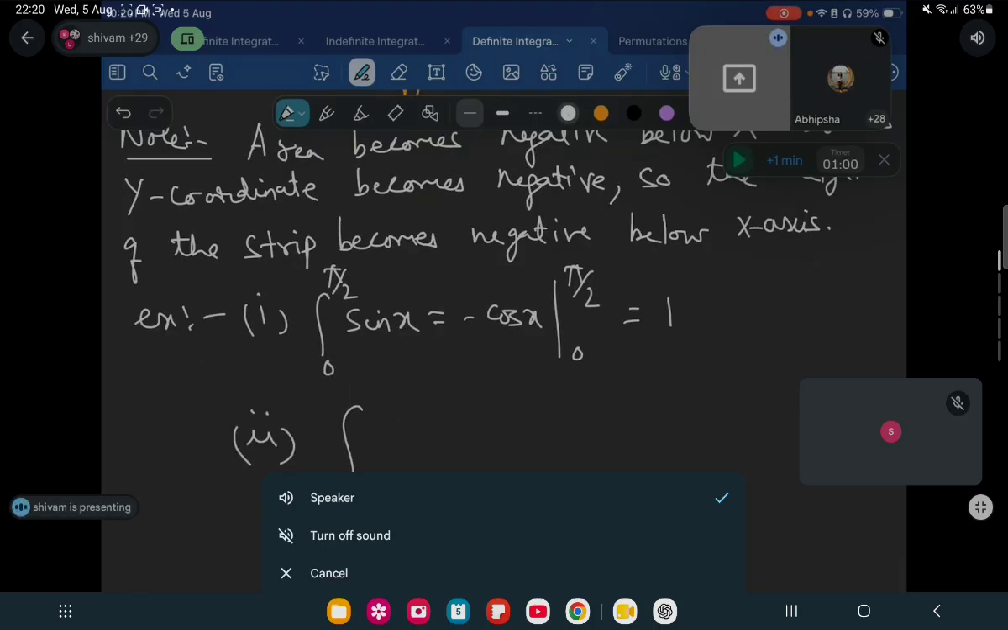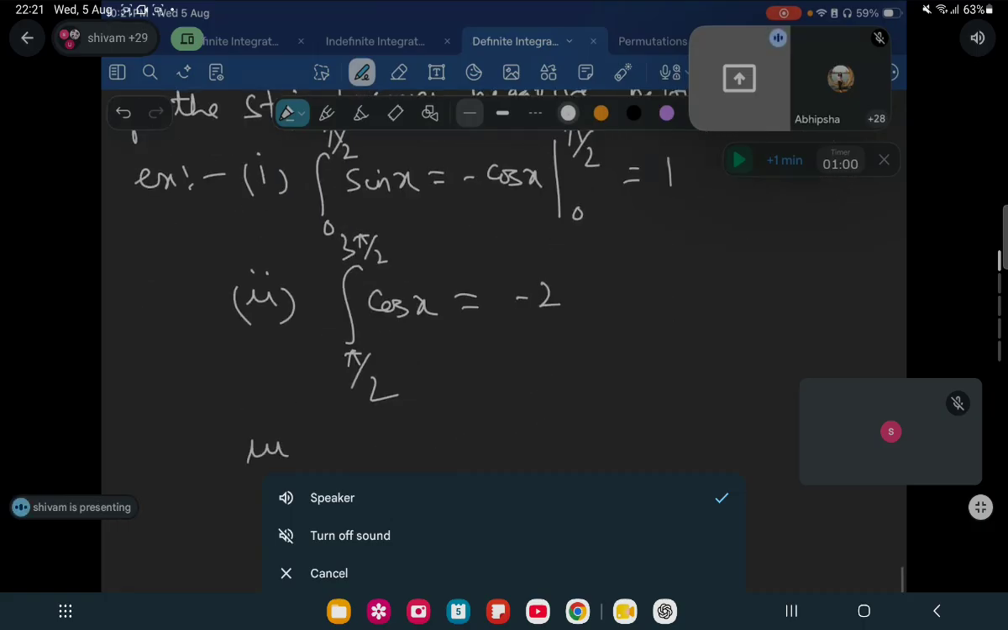Part 2. Somebody tell me this one. What is the integral from pi by 2 to 3 pi by 2 of cos x? Raise your hand. Yes, Aditya, tell me. Sir, -2.